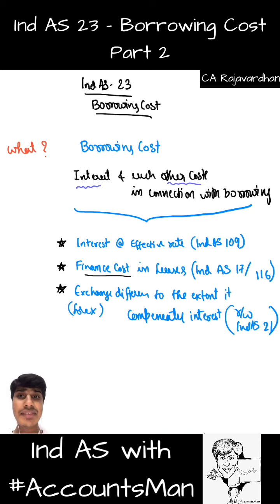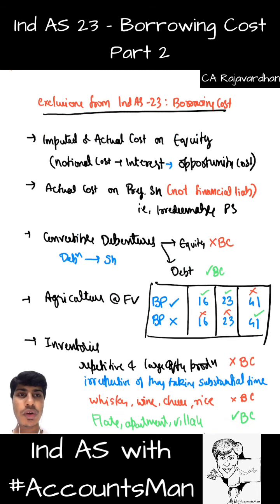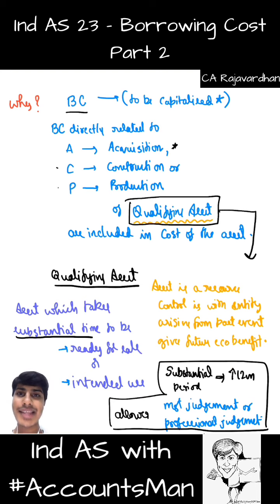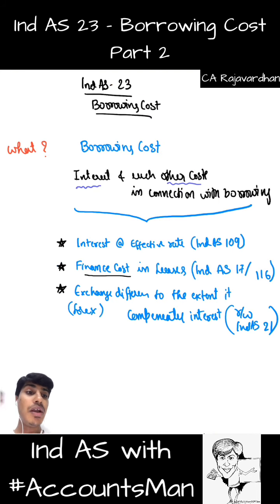In the previous lecture, we had started with Ind AS 23 borrowing cost, and we had also discussed what exactly we mean by borrowing cost, what are the exclusions from the borrowing cost, and why exactly we have a standard on borrowing cost. So in the present discussion, we will be discussing how exactly we compute the amount which is to be considered as a part of our borrowing cost. Meaning, in the previous lecture I told you the standard covers these three things, 1, 2, 3. So we're going to discuss each of them in detail now.